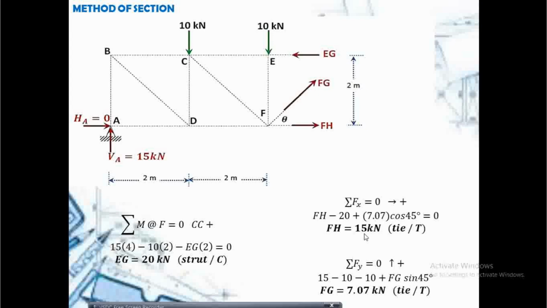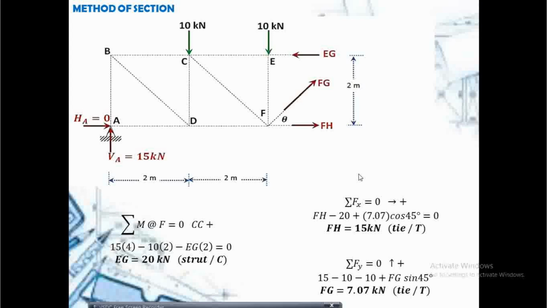Summation of forces along the x-axis, to the right positive, FH is to the right. EG or itong 20 na to is to the left, so minus. Plus FG cosine 45. Nasolve ko si FG kanina, that is 7.07. So masosolve ko si FH, that is equal to 15 kilonewtons. Nasolve ko na yung mga unknowns ko, EG, FG, and FH. See the difference between method of joints and method of sections?